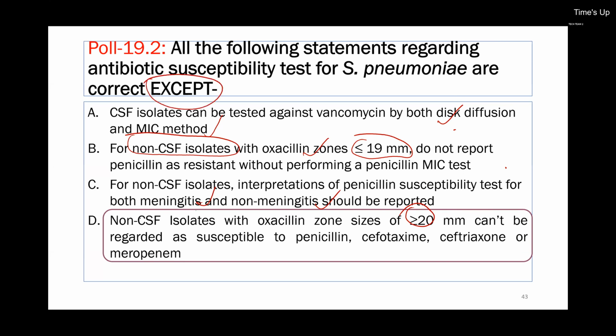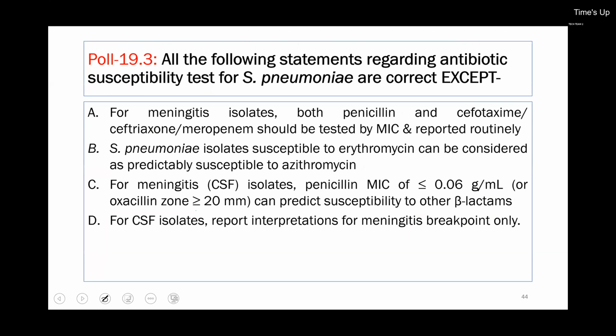So if a non-CSF isolate has an oxacillin zone size of more than 20, we can very reliably predict its susceptibility to penicillins, cefotaxime, ceftriaxone, as well as carbapenems. Okay.